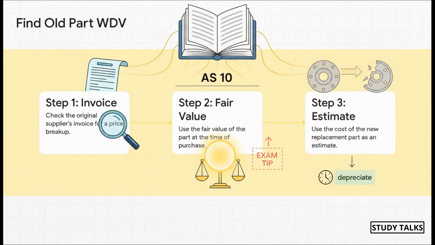Okay, so the obvious question is, how in the world do I find the WDV of the old part? Good question. AS-10 gives us a clear pecking order. Step 1, and the best option, is to check the original supplier's invoice. Maybe they listed the part separately. If that's a no-go, then step 2 is to use the fair value of that part at the time you bought the whole asset. And if even that is not practical, step 3 is your last resort. You can use the cost of the new replacement part as an estimate for what the original old part cost. It's a pretty logical progression, right?